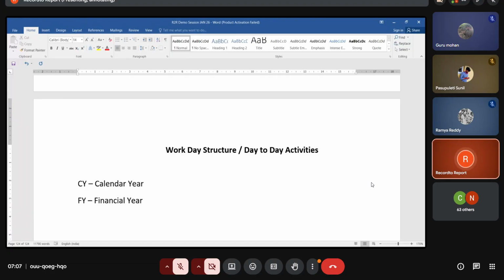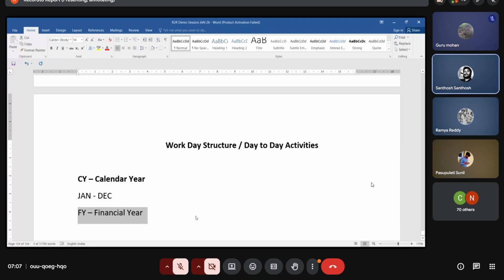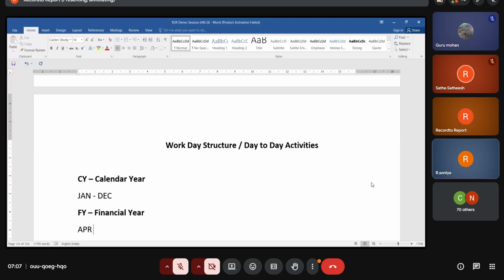The calendar year is common in every company, guys. If you go to any company, the calendar year is common. When does it start? January to December. But the financial year changes from country to country. So what is our Indian financial year, guys? April to March. In India, we are following April to March.